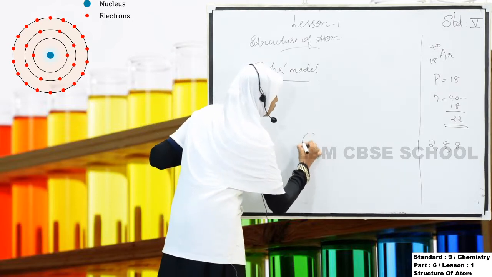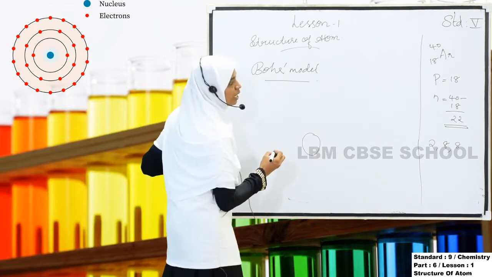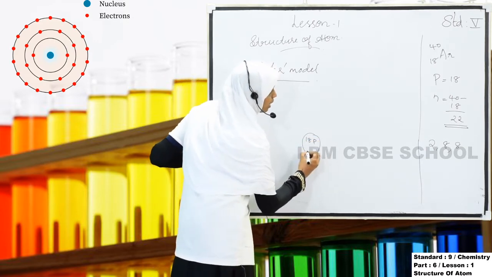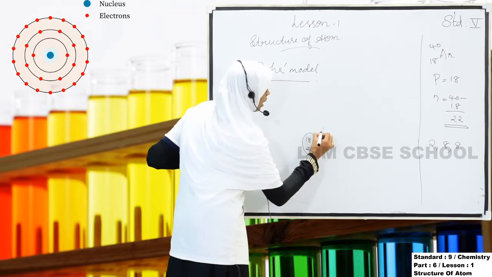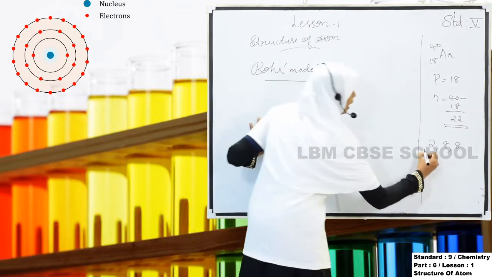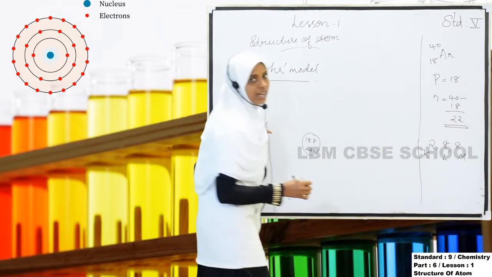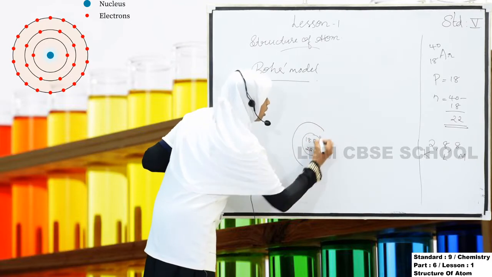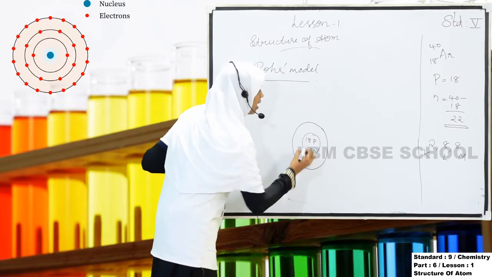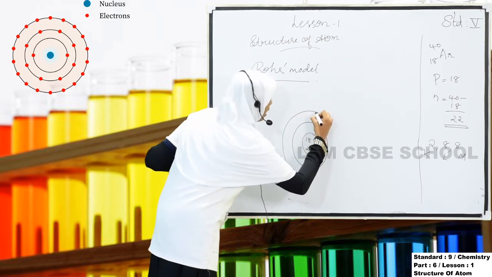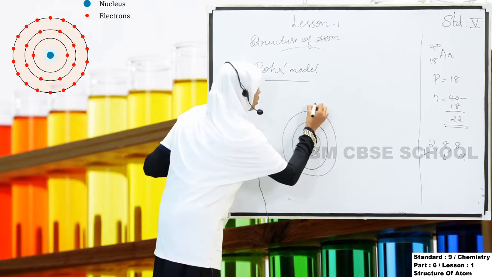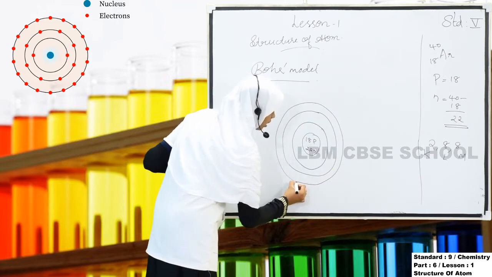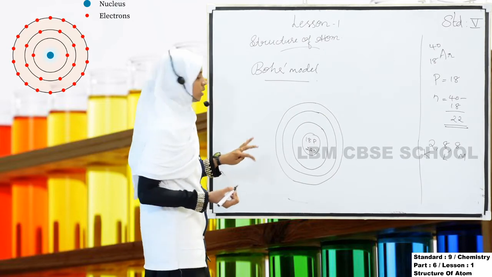First we draw the nucleus. How many neutrons and protons? 18 protons and 22 neutrons. Then 2 8 8, so the K shell, L shell and M shell are needed to draw this Bohr model of argon. First we draw the K shell, then the L shell, then the M shell, and we fill the electrons according to the electronic configuration.